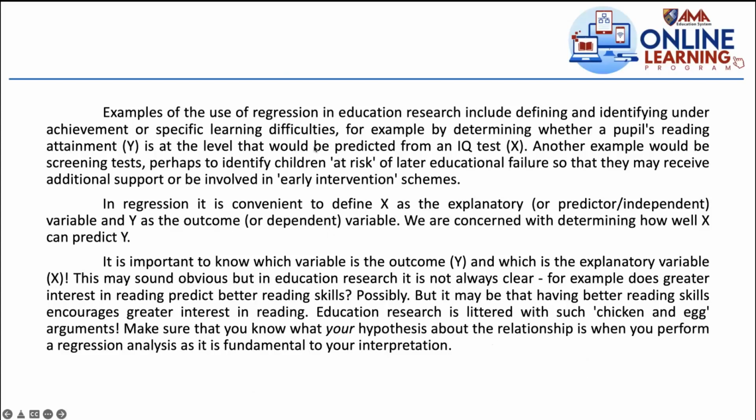Now, as discussed here in education research, examples of the use of regression include defining and identifying underachievement or specific learning difficulties. For example, by determining whether a pupil's reading attainment is at the level that would be predicted from an IQ test, X. So that's your X. So always, class, when you predict, you want to predict the Y, not the X. You only use the X to predict the Y.